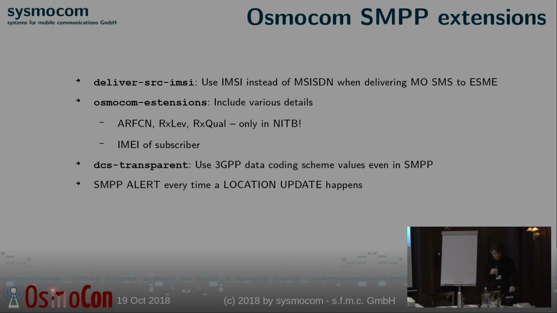Then we have some extensions that are really NITB only, which would tell you the ARFCN, receive level and receive quality and so on of the radio link parameters through which the SMS was received. That was needed in some special use case, so it was added. But that's really in the NITB only. The IMEI, I'm not sure if we do that in OsmoMSC. We could. I'm not sure if it's supported to also include the IMEI of the subscriber.